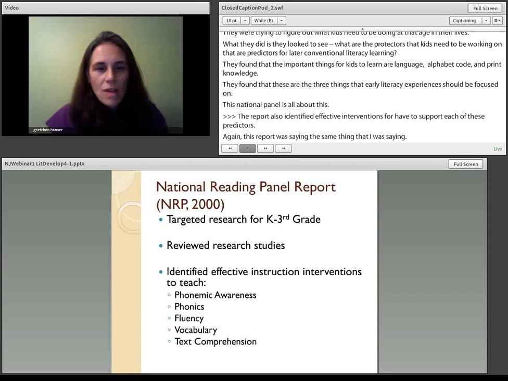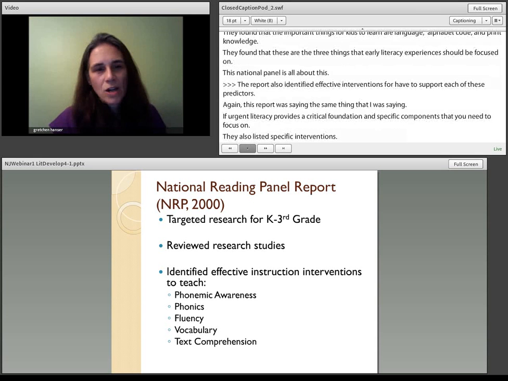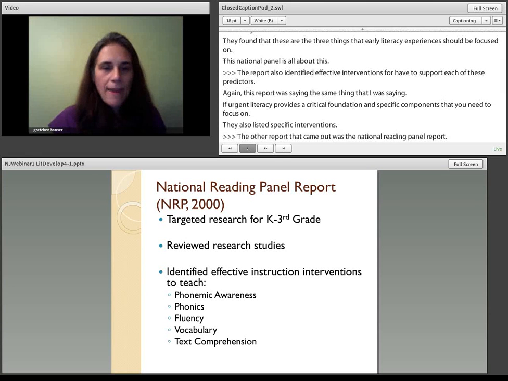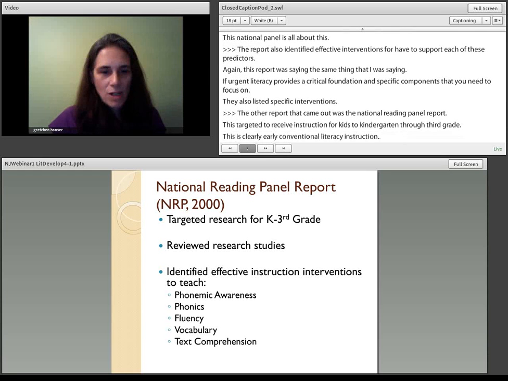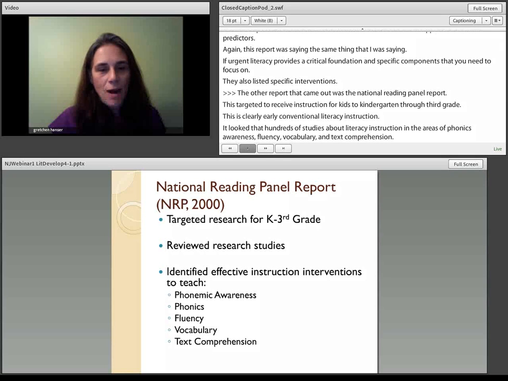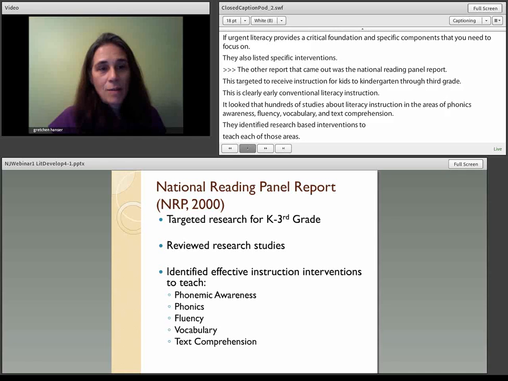The other report that came out is the National Reading Panel report, and this targeted literacy instruction for kids kindergarten through 3rd grade, and this is clearly early conventional literacy instruction. It looked at hundreds of studies about literacy instruction in the areas of phonemic awareness, phonics, fluency, vocab, and text comprehension, and they identified research-based interventions to teach each of those areas. Now, it's important to point out that the panel chose those 5 areas, and many believe that it's not complete because writing is not on there, and writing is a really important part of literacy instruction.